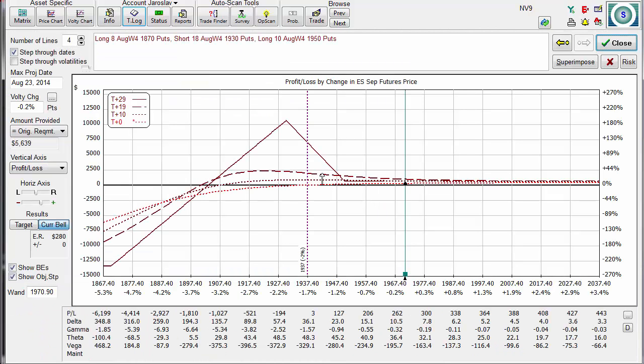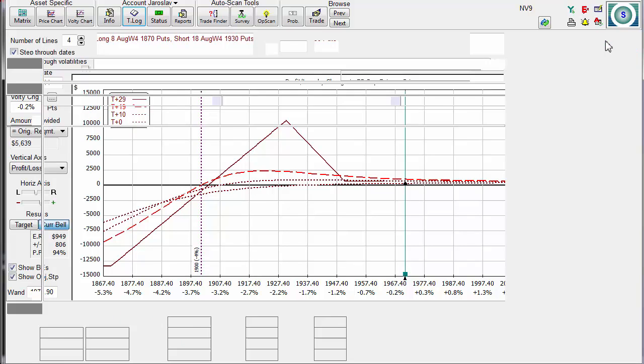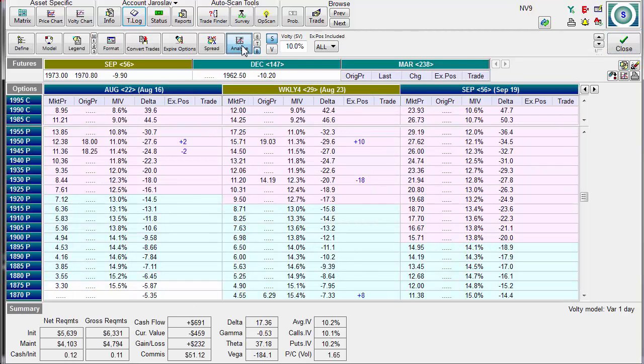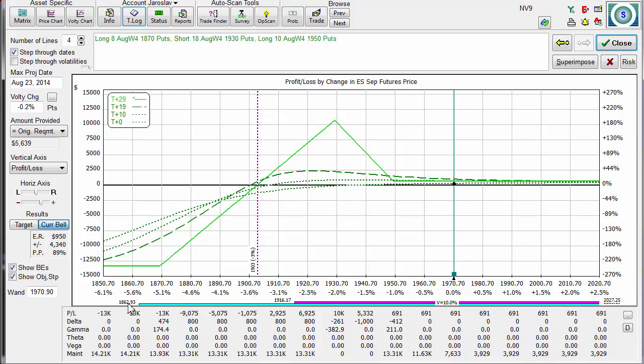If we look at the T plus 19 line, it's a 94% probability of profit. Profits could be pretty nice in here. We can get up in the $1,000 to $2,000 range, which would be a really nice return on $5,700 of margin. Now, if we do start moving down, remember it's a risk-based margin, so the margin will increase. However, we're only going to lose a max of 13,000 on this trade if we let it go to expiration and it expired below 1870. So we're not going to let that happen.